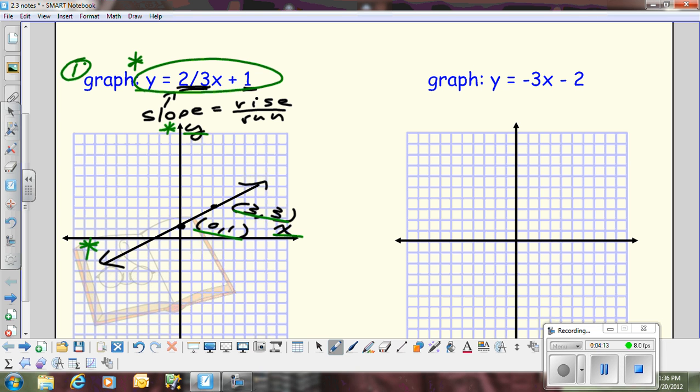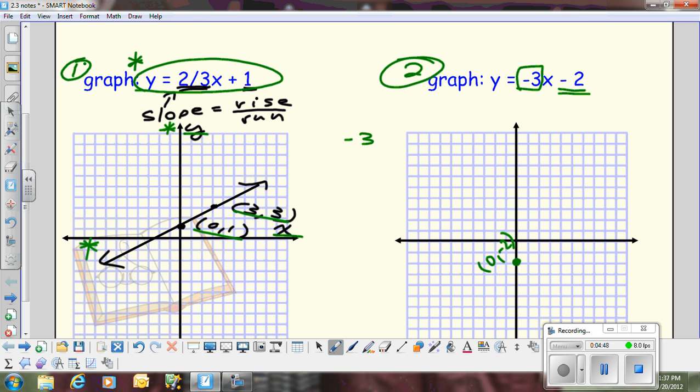Okay, let's look at number 2. We're going to graph the equation y equals -3x minus 2. What is my y-intercept? -2. So that means the point 0, -2 is on my graph. Now what is my slope? -3 over 1. If it's an integer, you assume it's over 1.